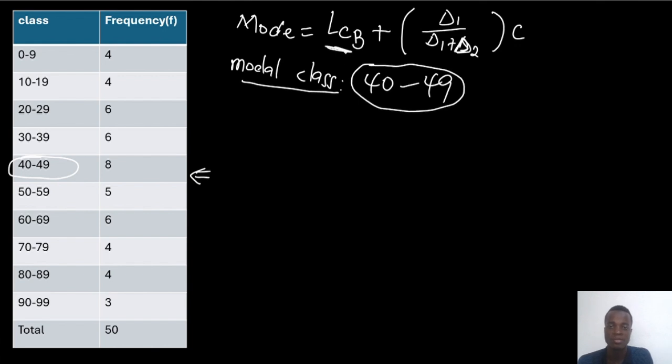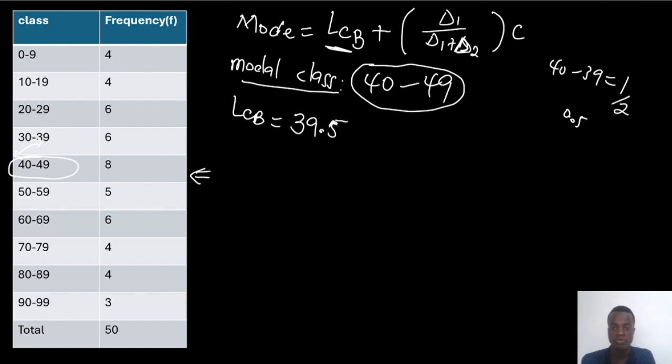But then we need the lower class boundary. To find it, we take the difference between 39 and 40, which is going to be 1. So 40 minus 39 is equal to 1, and half of it gives 0.5. That 0.5 we subtract from 40, so we have 39.5. This is the lower class boundary.